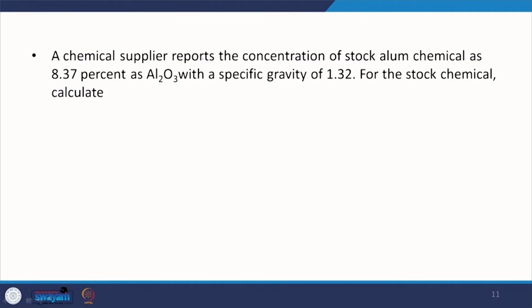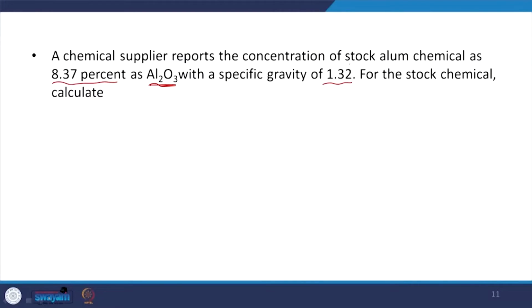A chemical supplier reports that the stock alum he has is 8.37% as Al2O3, right. Never 100% purity, or what I want, right. Here he has some stock alum chemical, and in that only 8.37% is present as Al2O3, and specific gravity is 1.32. Specific gravity is the density of the particular material relative to the density of a reference, typically water. Specific gravity of that particular chemical is 1.32.